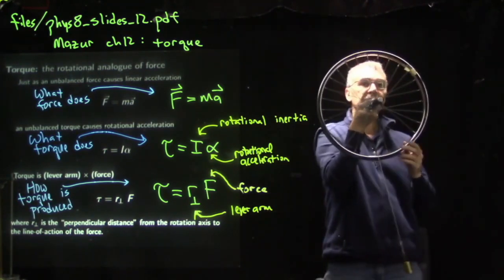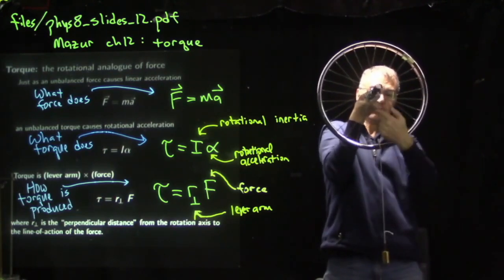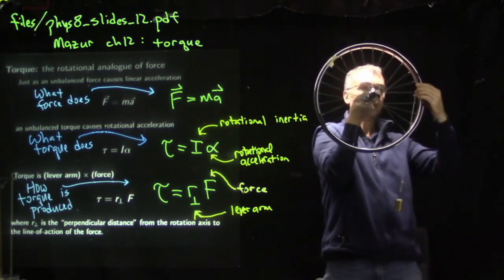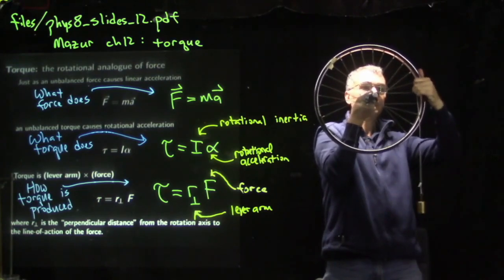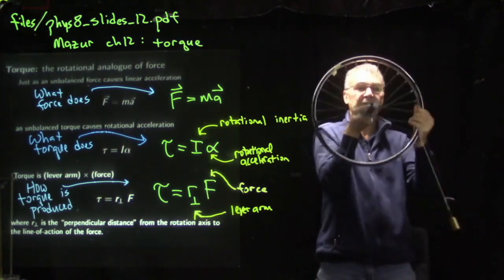We say perpendicular distance because, you see, I could apply the force at a big distance from the axle, but this is a vertical displacement and a vertical force, so I get no torque. But if I apply that same vertical force at a big horizontal displacement from the axle, from the axis of rotation, which is the axle of this bicycle wheel, I get a big torque.